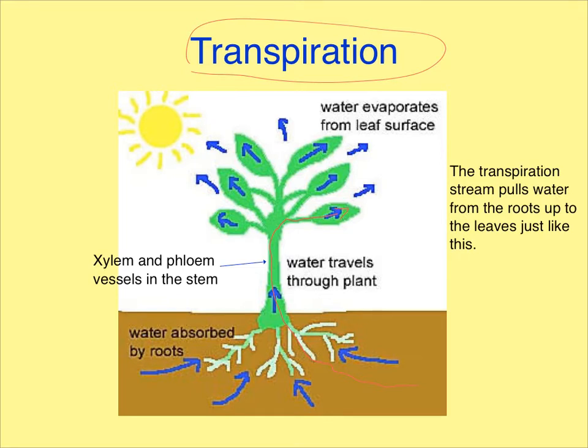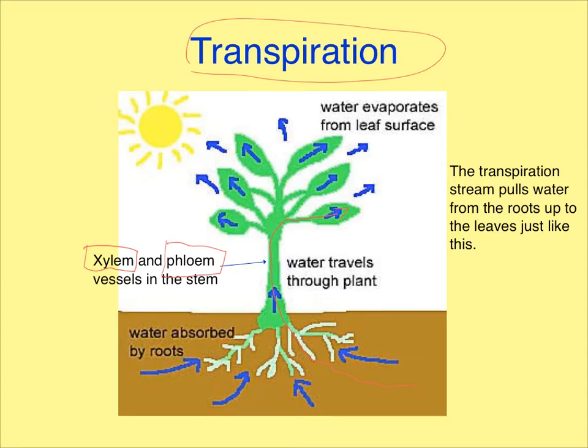Now, involved in the movement of that water are vessels called xylem, and we're going to look at these in more detail just in a moment. And there's also another type of vessel that's found in the stem of a plant, and it's called phloem, and it is involved in the movement of sugars about the plant.